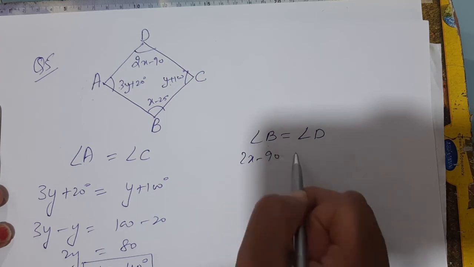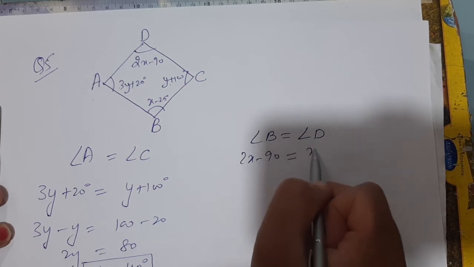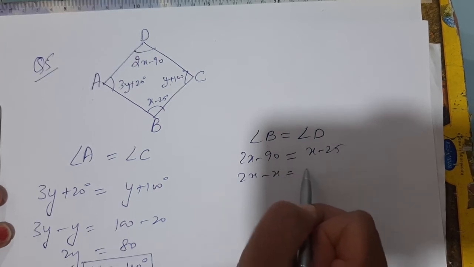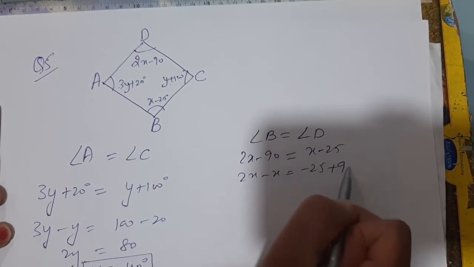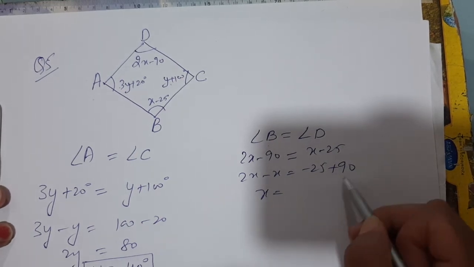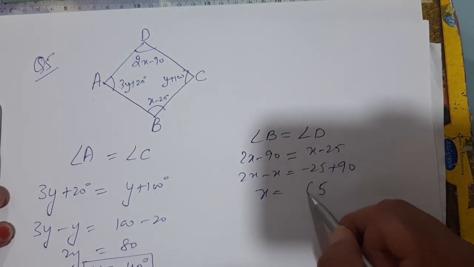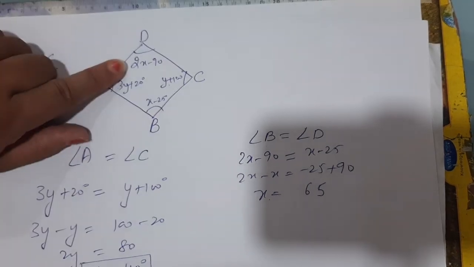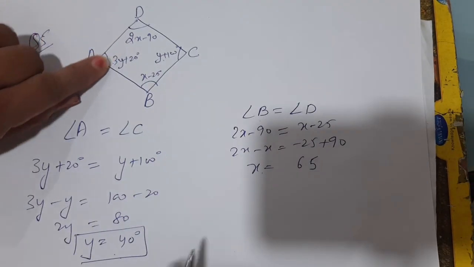2x minus 90 is equal to your x minus 25. So, 2x minus x will be equal to minus 25 plus 90. So, x is equal to 90 minus 25, beta, that gives you 65 degree. So, you have got x, you have got y. Now, putting the values of x and y, you can find the angles.